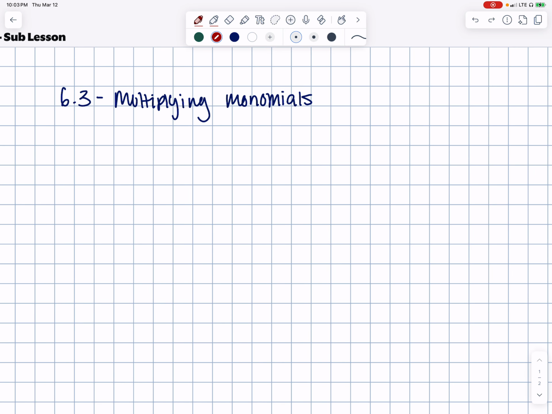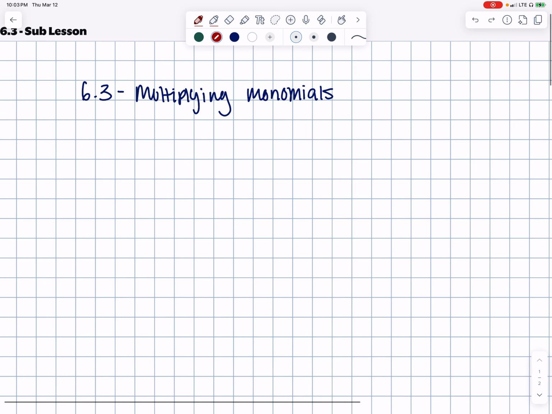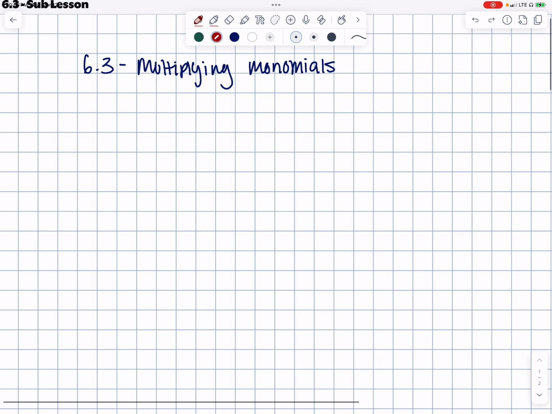So, we're gonna continue with 6.3, multiplying monomials. And we're going to be dealing with exponents. How exciting. We are moving up the ladder, guys. I know you guys are so happy to move on, so let's continue. So 6.3, multiplying monomials. Like yesterday we talked about subtracting polynomials. Okay, so we're moving up quick.